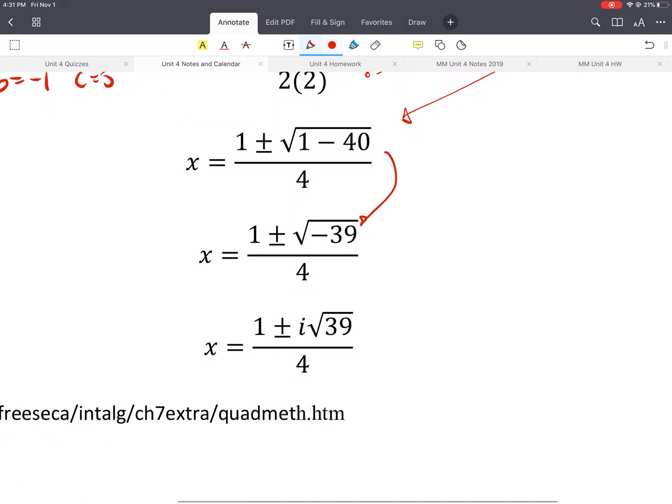Okay, then we need to simplify the root. Okay, well, we have an i. We need to take that out. I always make it be positive, and then put an i.